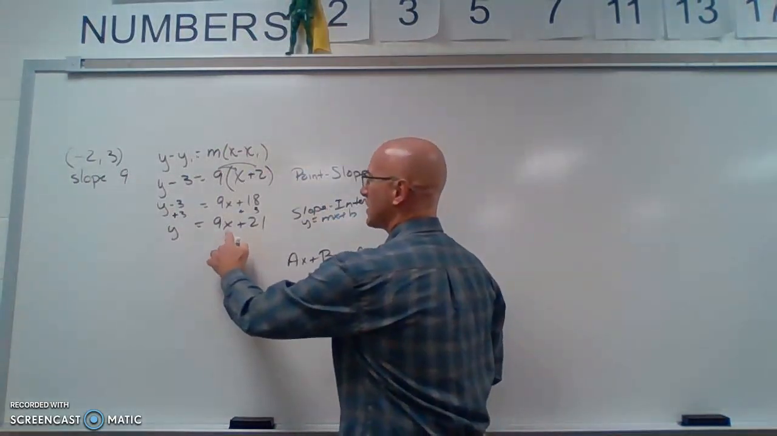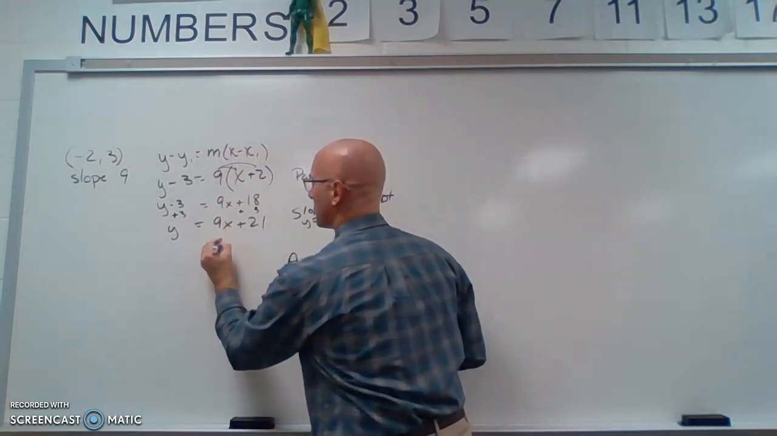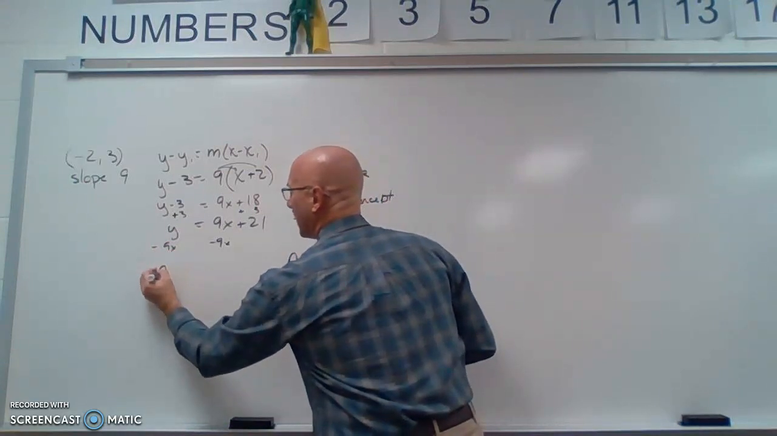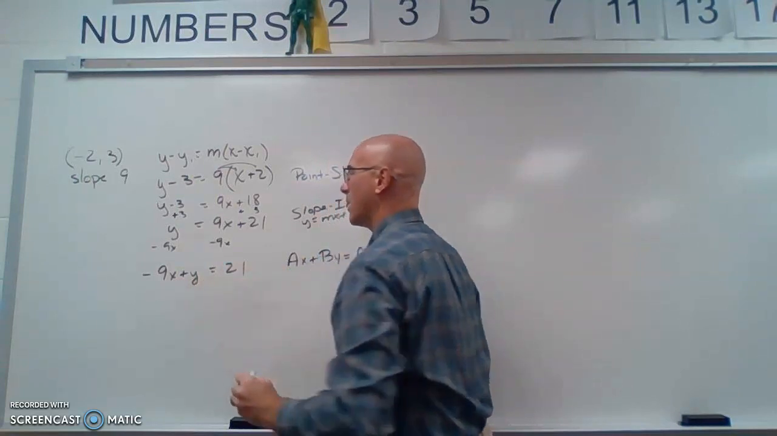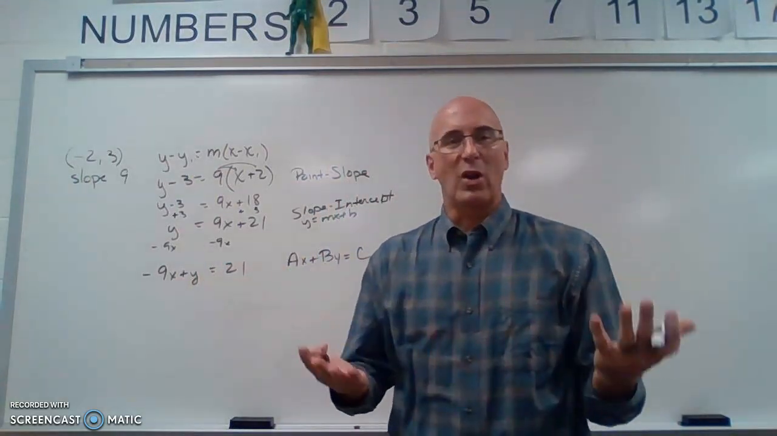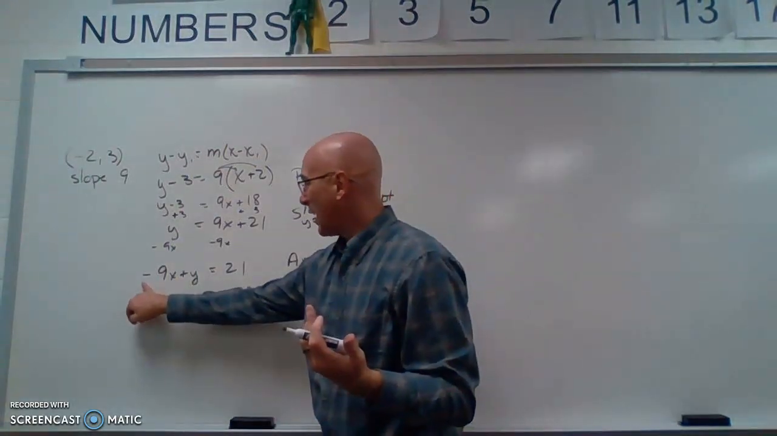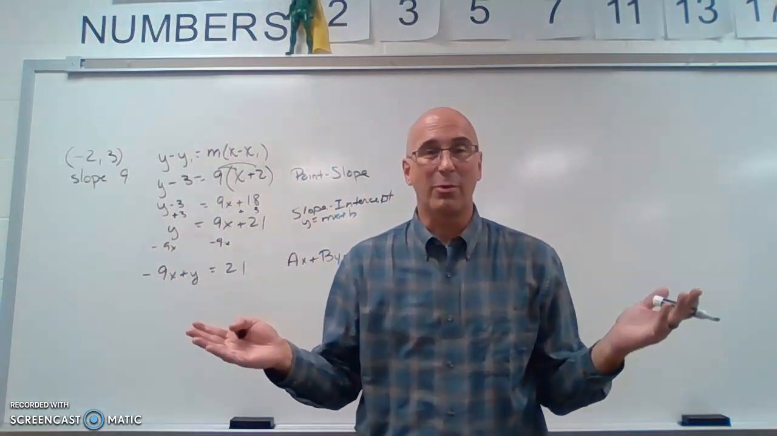So in this case, the y is already over here and the x is here, so I'm going to subtract 9x from both sides. So I have negative 9x plus y equals 21. Now I can also make it look prettier. Sometimes we just don't like the negative sign. We can multiply the whole thing through by negative 1.